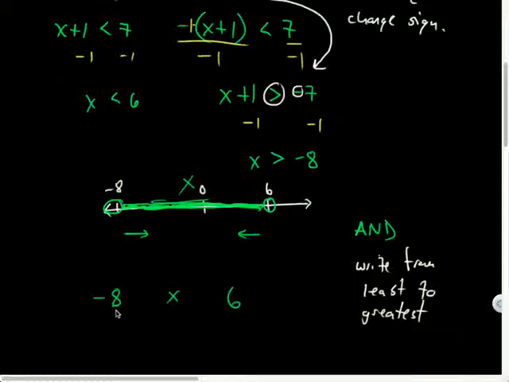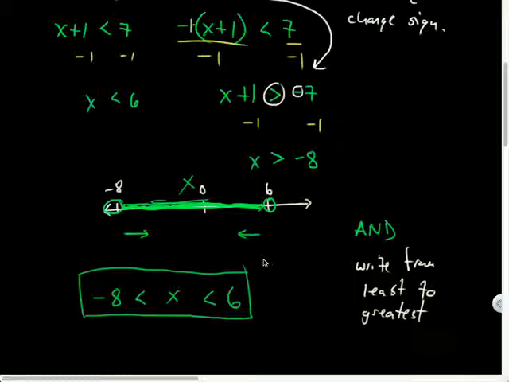And since this is written from least to greatest, I can just throw some nice little less than signs in there. If they included the equal to, then I would have them include the equal to here. And it turns out this is the proper way to write this answer.